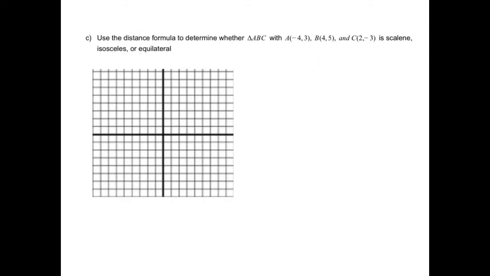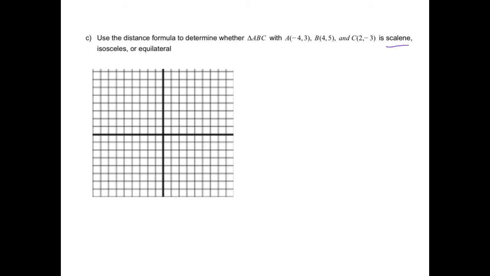Last example here, it says to use the distance formula to determine whether the triangle ABC with those vertices is scalene, isosceles, or equilateral. And I do have the coordinate grid here because I want you to realize that that is a tool you can use to help you. However, what we're really looking for here is distance.